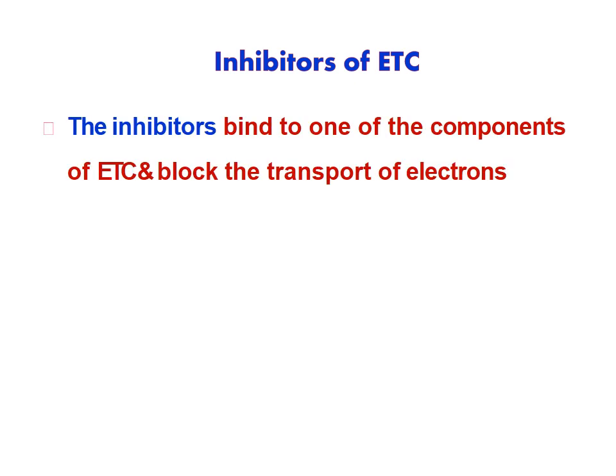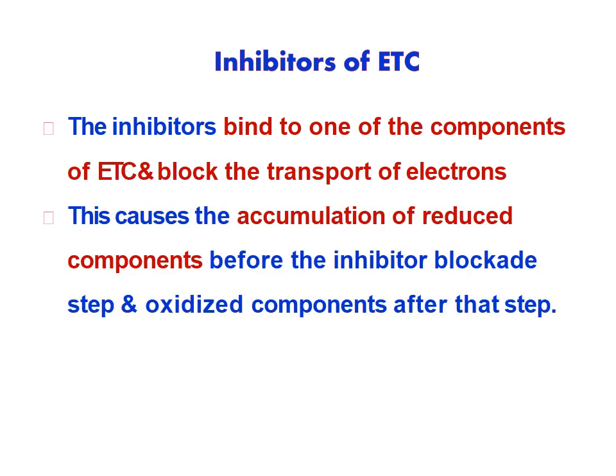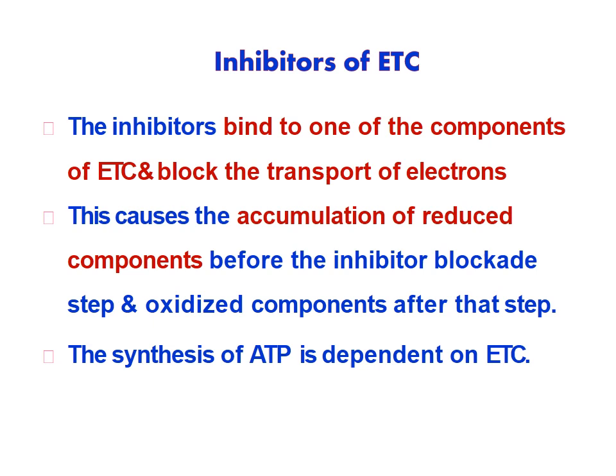Now we are going to see about inhibitors of the electron transport chain. The inhibitors bind to one of the components of the electron transport chain, either complex 1 or complex 2 or complex 3, complex 4. Anywhere it can block. So when it binds, it blocks the transport of electrons. Then, what are the causes of it? It causes the accumulation of the reduced components before the inhibitor blockage, and after the blockage, the oxidized components will be accumulated. So before the inhibition, reduced components will be accumulating. After the inhibition, oxidized components will be accumulating.